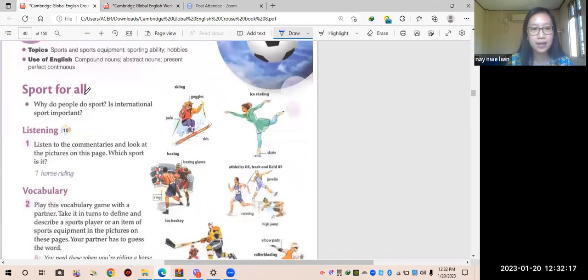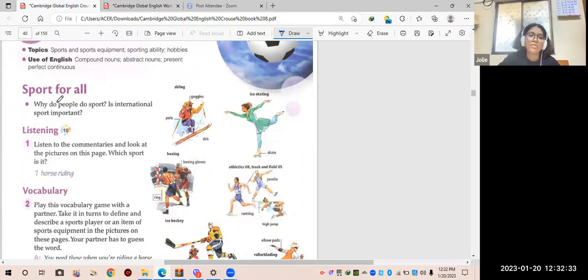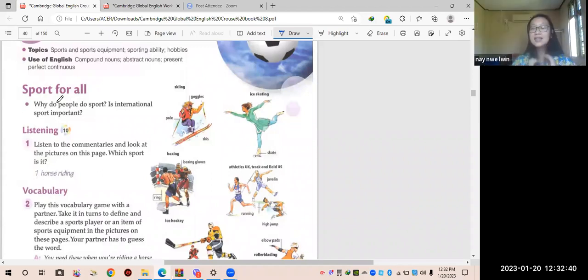Okay, so let's look at here, sports for all. There are some questions that we have to discuss before doing any board exercises. So why do people do sport? Because it's fun. Sometimes they do it for health. Yes, it's kind of fun, and sometimes it is healthy, right? Playing sports, yes. Is there any other opinion, guys? Why do people do sport?